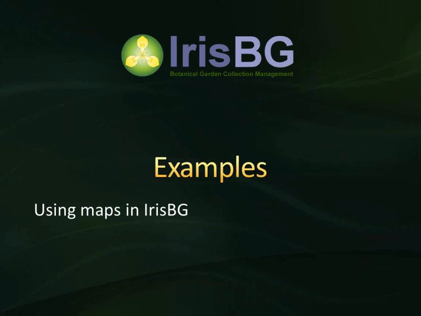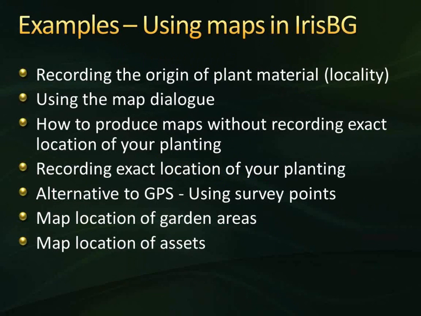Okay, so that was a very quick overview of how maps work in Iris. I will now go into more detail and show you a number of examples of how it works in daily use. I'm going to talk a bit about how to record the origin of plants, plant material, and show you how that works. Then I'm going to go into more detail about the map dialog, so you can see what kind of features are available in the dialog.